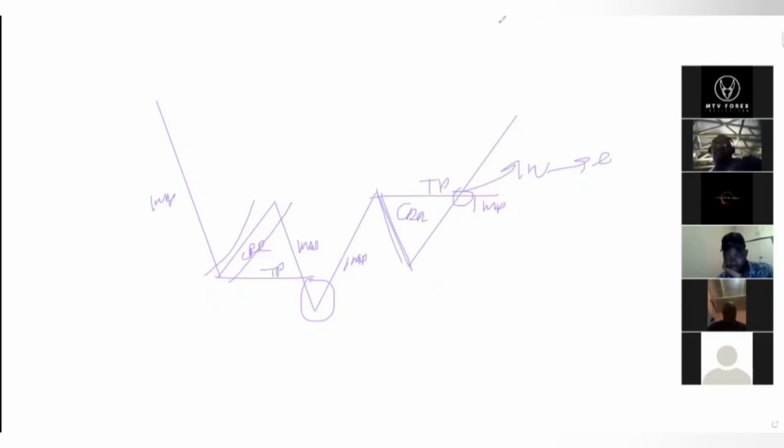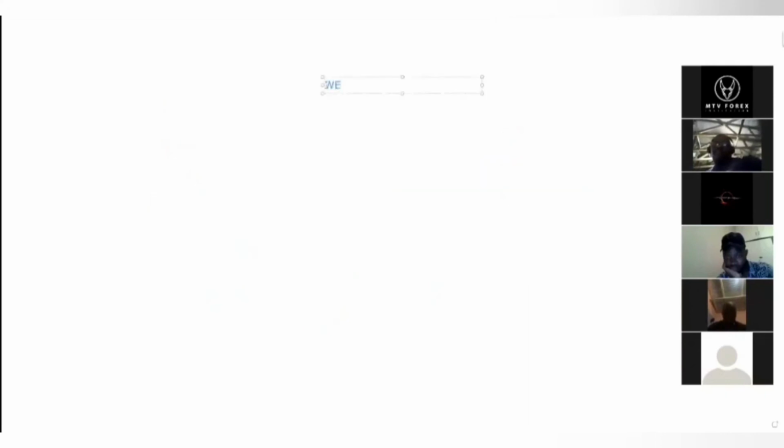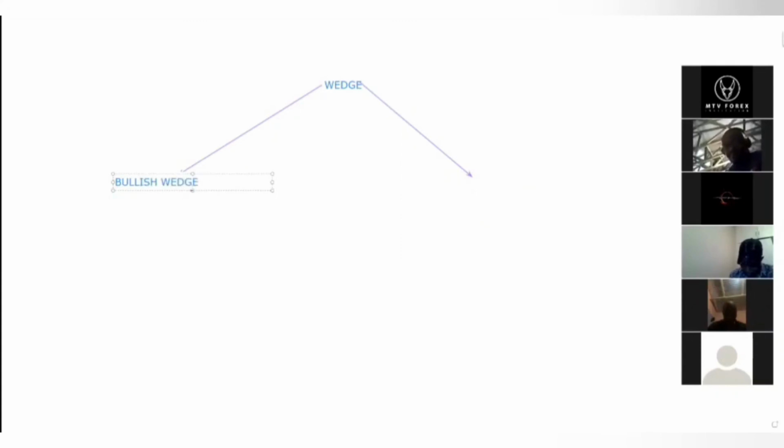Interesting. So yeah, welcome to wedges now. We have what you call a bullish wedge and a bearish wedge. Let me just think about those two guys. The time, guys. Once you hit the time, know the breakouts automatically. So this is a bullish wedge. This is what a bearish wedge.